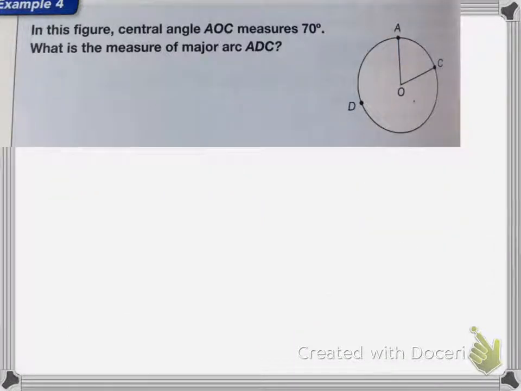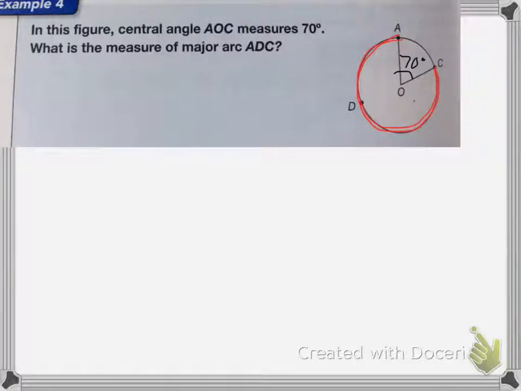Okay, so an arc is a part of the circumference of a circle. So here, in this figure, our central angle AOC is equal to 70 degrees. So I'm going to put that in, 70 degrees. Then it wants to know what the measure of the major arc ADC is equal to.